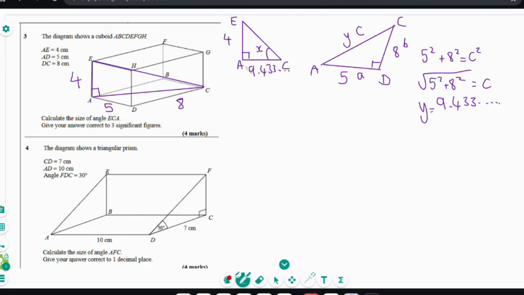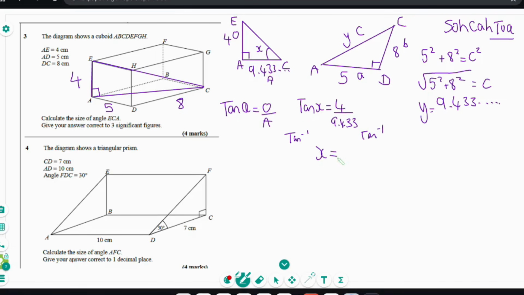Okay, so got a missing angle, so now we know it's SOHCAHTOA, we've got an angle involved. Got the opposite and the adjacent. SOHCAHTOA, opposite and adjacent is tan. So tan theta equals O over A. Tan X equals 4 over 9.433. Tan to the minus 1 both sides.